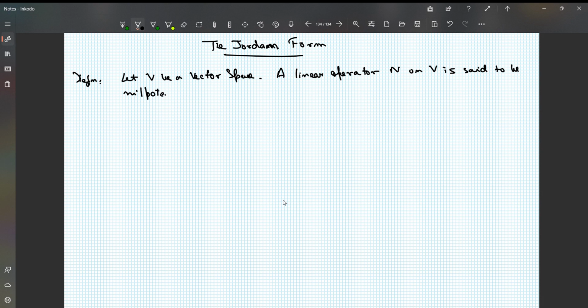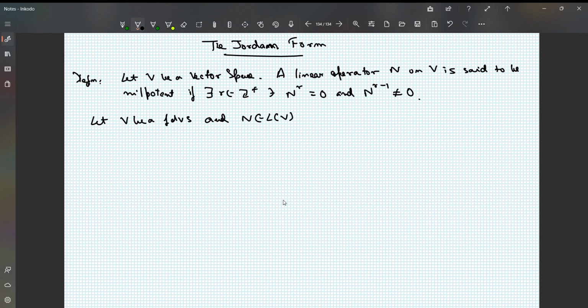It is nilpotent if there exists a positive integer r such that N to the power r is the zero operator, and r is the least positive integer for which this happens, and N to the power r minus 1 is not the zero operator. So this is the precise definition of a nilpotent operator. Now suppose we have a finite dimensional vector space V, and N is a linear operator defined on V.